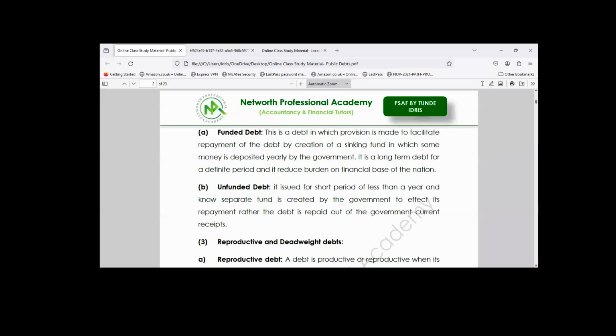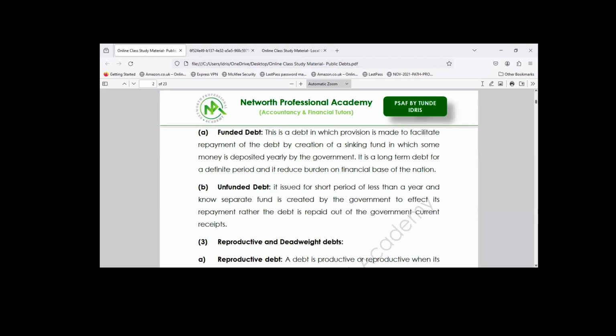Funded debt simply means government borrowed money. When they borrowed money, they went and created a sinking fund account, so that when we start paying this money, it's from this sinking fund account we'll be paying. They created a sinking fund account before they start paying the money. They are making some deposits in that sinking fund account. That sinking fund account is generating interest, it's increasing.